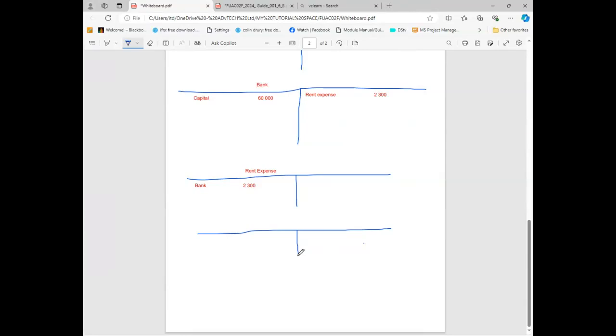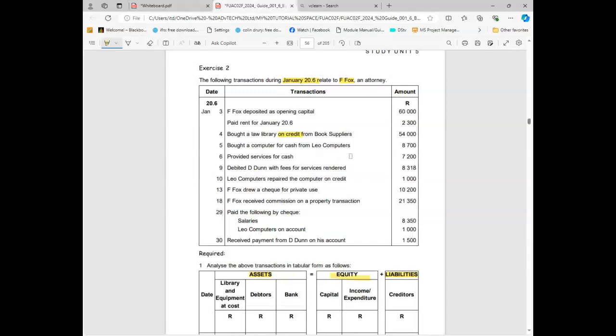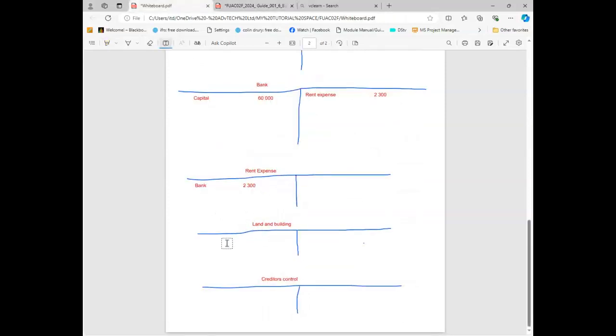Okay, land and building. Right. Once you said we bought it on credit, now would you debit land and building? Oh, yes. Yes, you're correct. And then credit Land and building, how much? 54,000. Yes.